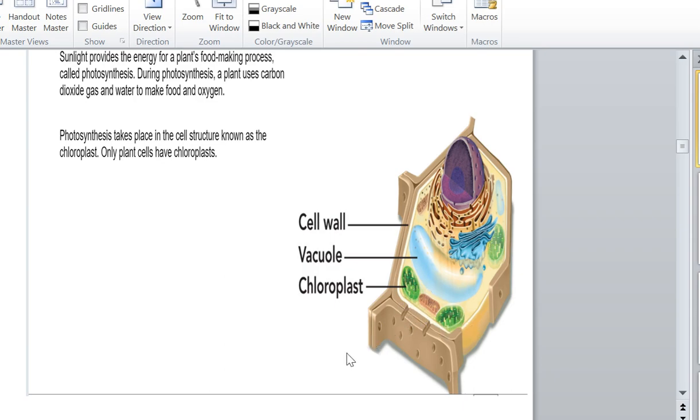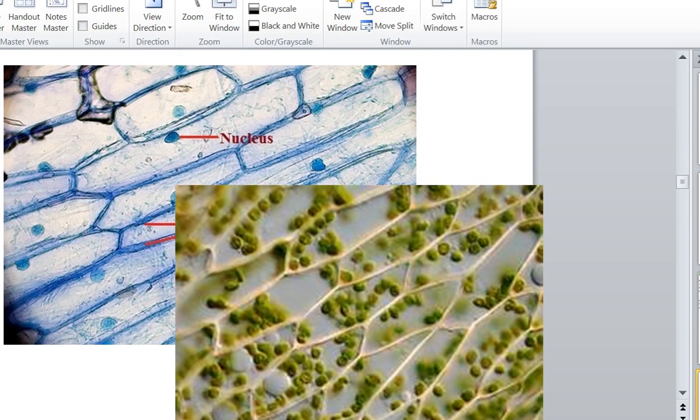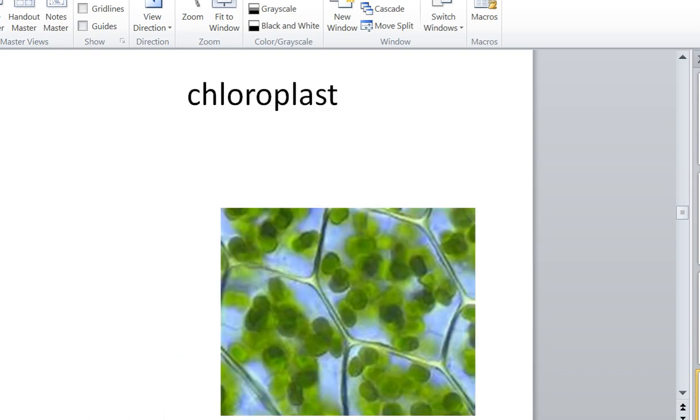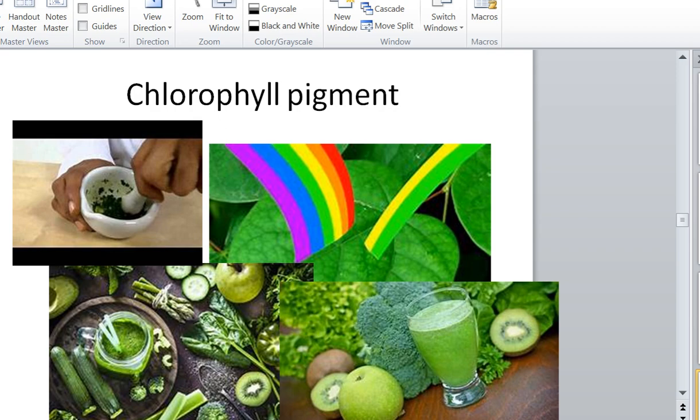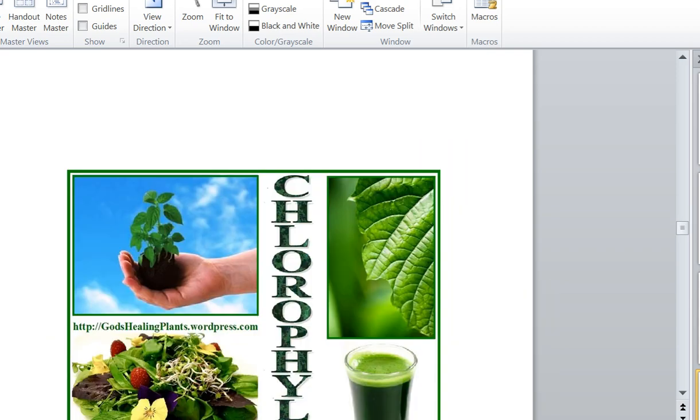Look at the green structures. These green structures are called chloroplasts, and they are responsible for photosynthesis. They contain the green pigment chlorophyll. Look, each plant cell has many chloroplasts, the green structures. Chloroplasts contain the green pigment chlorophyll, which gives the plant its green color. Chlorophyll pigment is responsible for absorbing sunlight to make food in leaves.